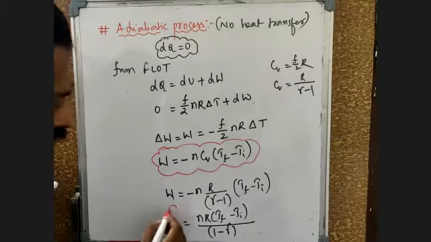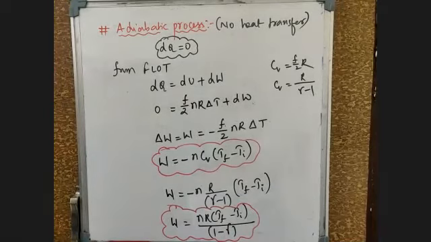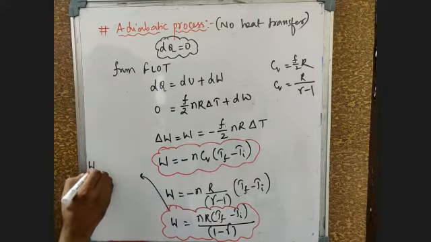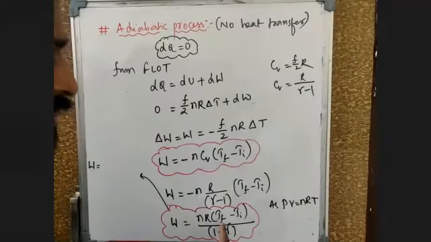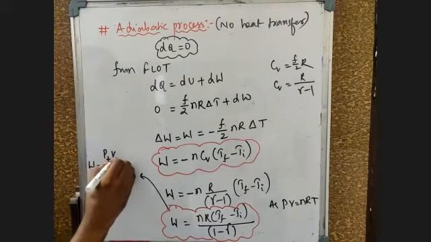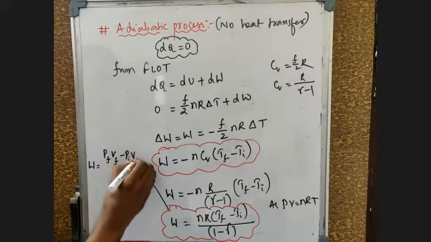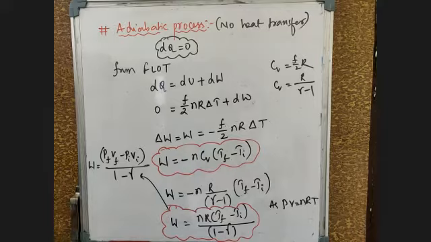Now see, this is the work done in terms of temperature in the adiabatic process. W is equal to nR into T final minus T initial divided by 1 minus gamma. Can I write this in terms of pressure and volume, beta? This can also be written as W is equal to, since PV is equal to nRT, P final V final minus P initial V initial divided by 1 minus gamma. Can I write like that?